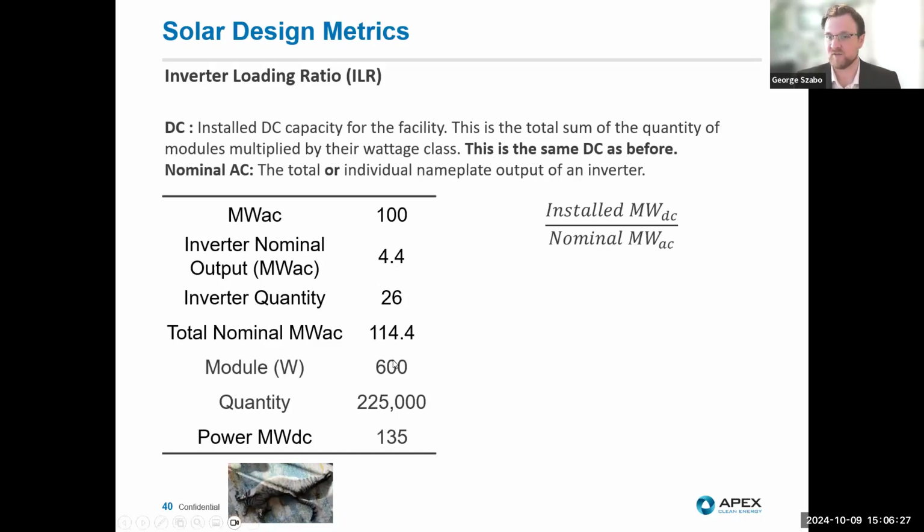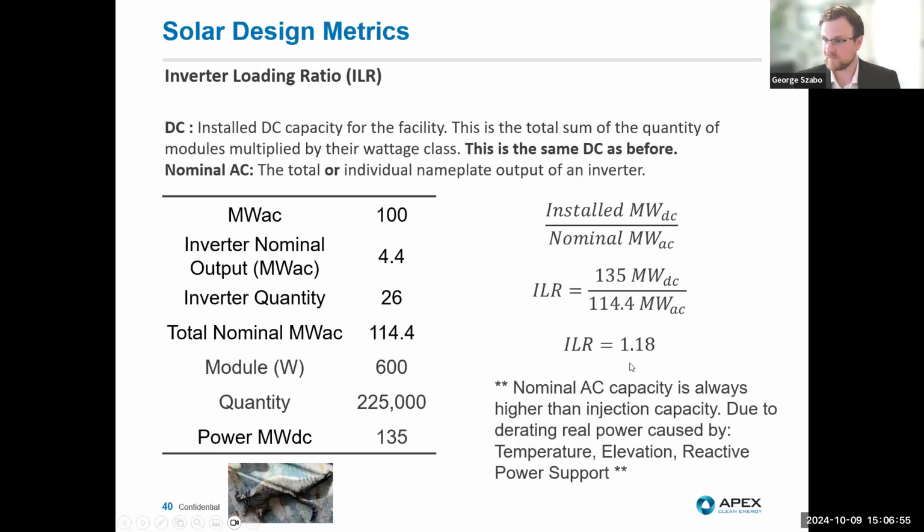So you need to have a little bit of overhead room on your inverters to actually be able to support the grid requirements. It's not only upon the inverters to provide reactive power support, because you can also use capacitor banks, but inverters are quite commonly used. So in this example, our DC is 135 divided by 114.4, and our ILR is 1.18. Nominal AC capacity is always higher than injection capacity due to derating real power caused by temperature, elevation, and reactive power support.